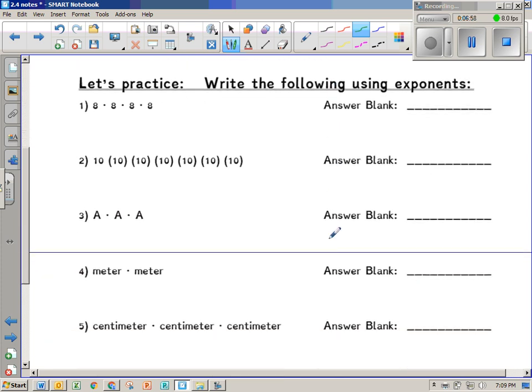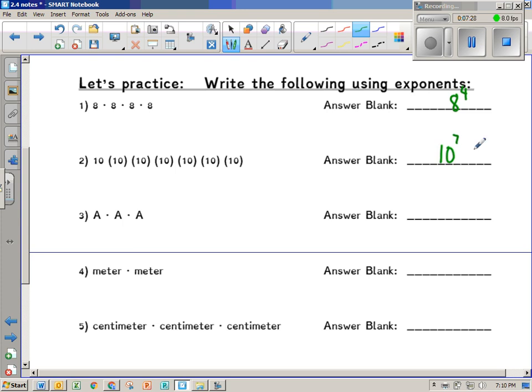So let's take a look at some practice problems here. It asks us to write all these different numerical expressions, or some of them are numerical, using exponents. So if we have 8 times itself 4 times, our base is 8 and our power is 4. If you have 10 times itself, looks like 7 times over there, so the base is 10, the power is how many times it's multiplied by itself.